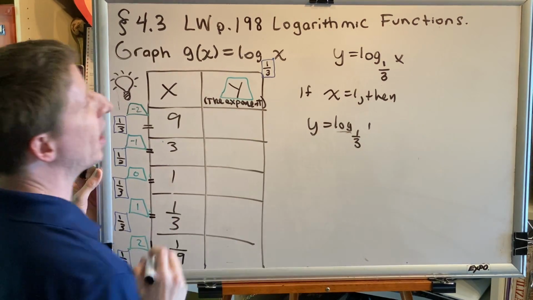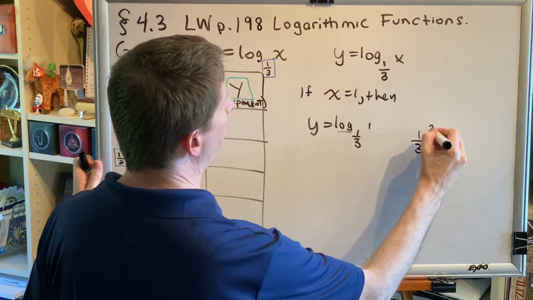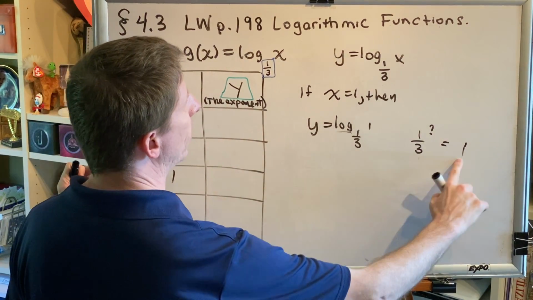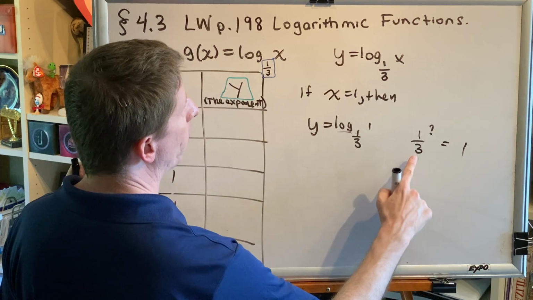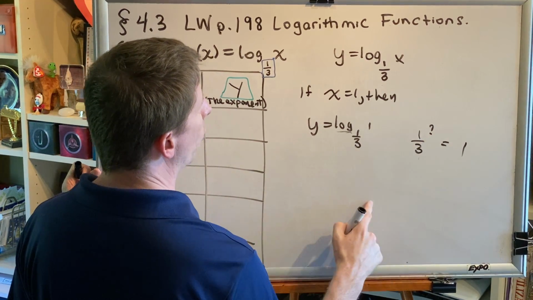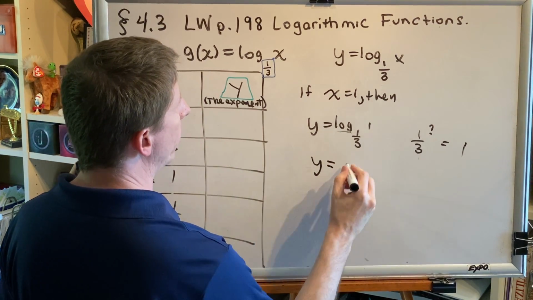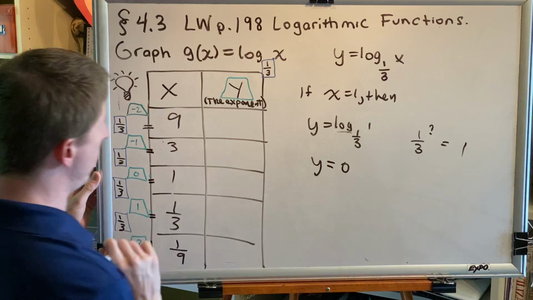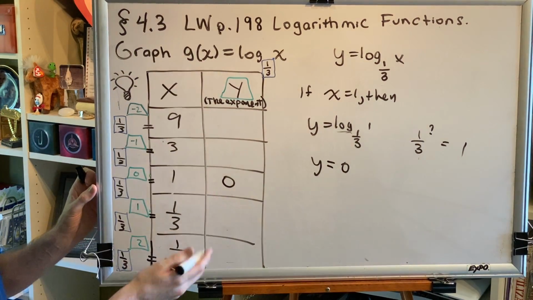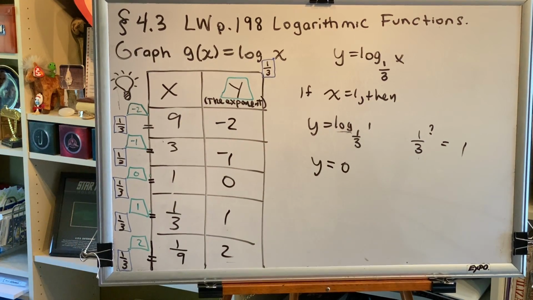Log is the same as EGOB, so y is the exponent that goes on base 1/3 to make 1. What does this have to be to make the equation true? 0, because any non-zero number raised to the 0 power gives you 1. The missing exponent is 0. Therefore, the log is 0. Therefore, y is 0. Notice that this matches this. That tells me the pattern to fill in my entire y table.